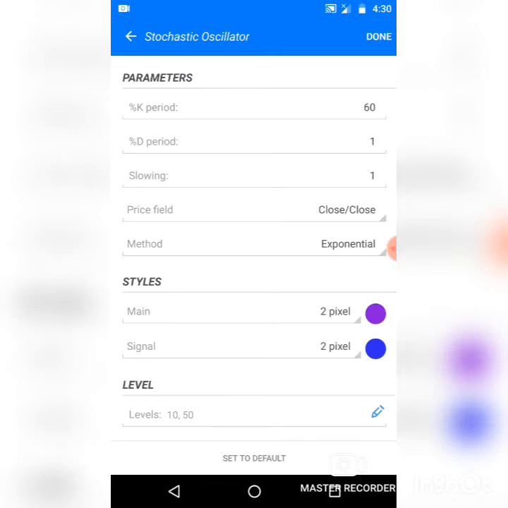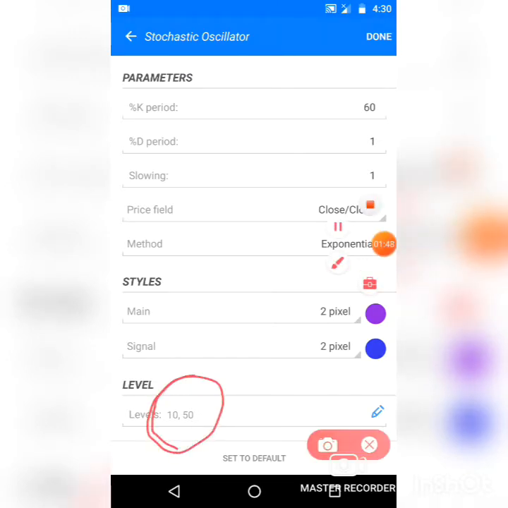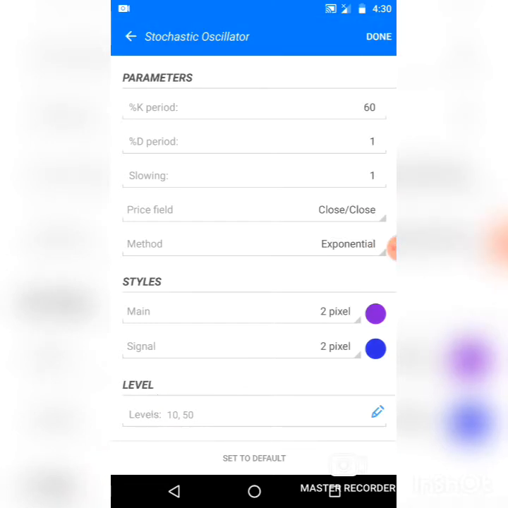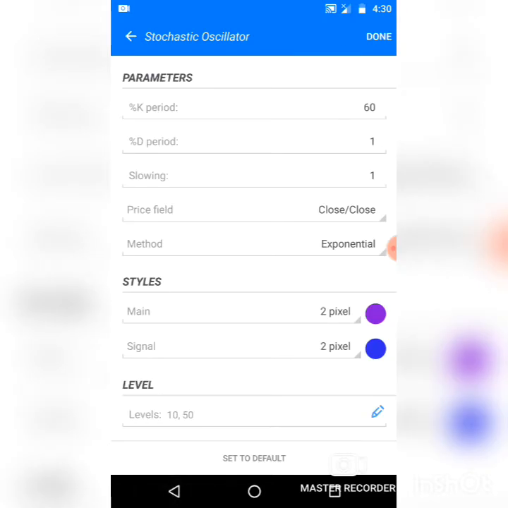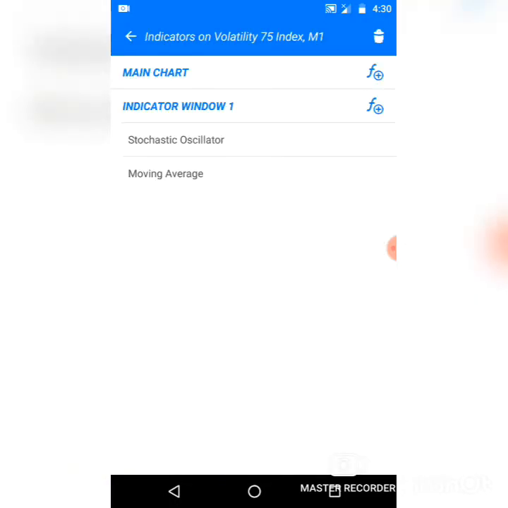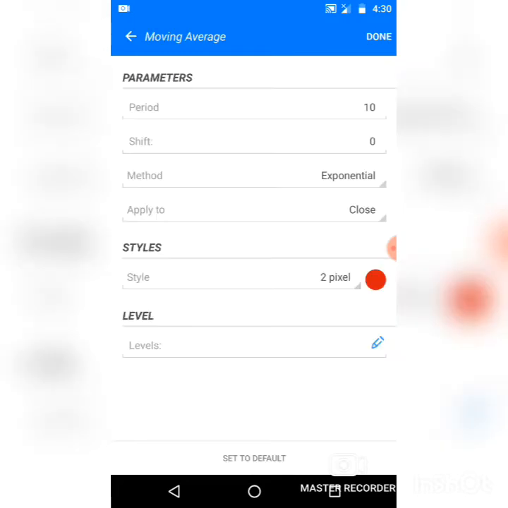The color is 2 pixel, and you pick any color of your choice. Then you leave the levels like this: 10 and 50. As you can see, 10 and 50. Then you click on Done. Then you come to set your moving average.